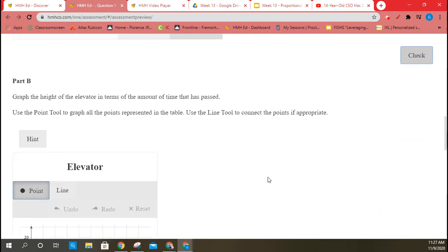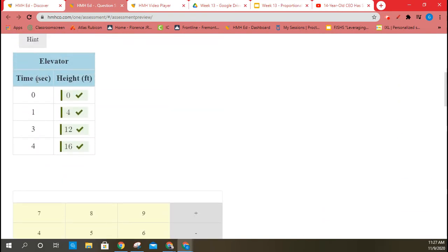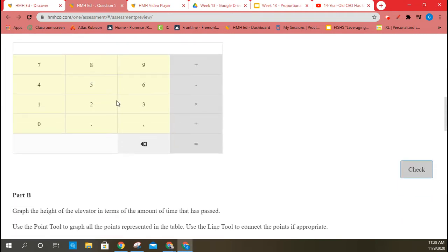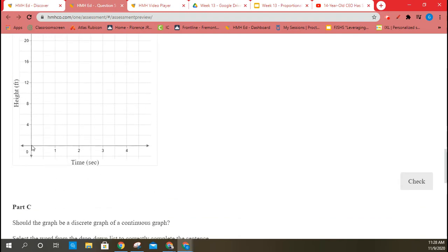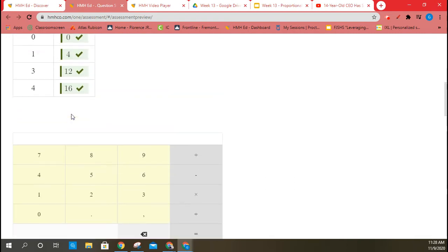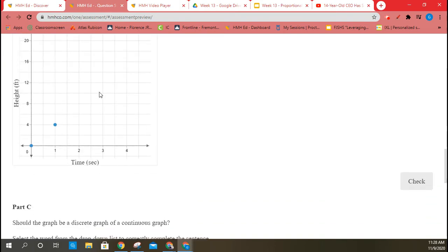All right, so far so good. And now we need to plot these points. So going back to our table, we had our input and our output, our x and our y values. So we see it's going to start at 0, 0, then 1, 4. Let's see if we can plot some points here. Point 0, 0, 1, 4. Can I plot one here? There we go. And the other one's 3, 12, and I think the last one was 4, 16.